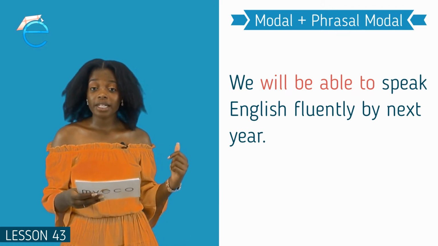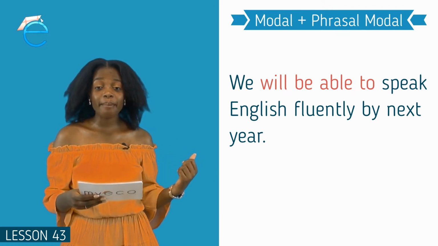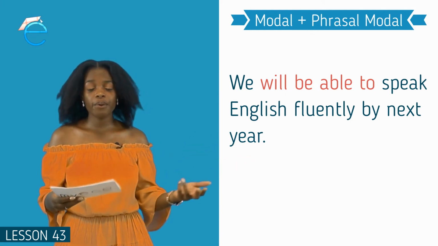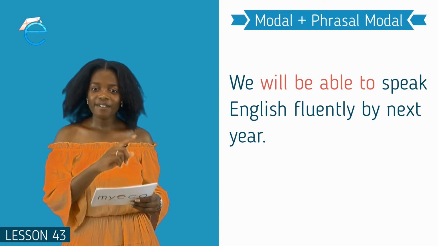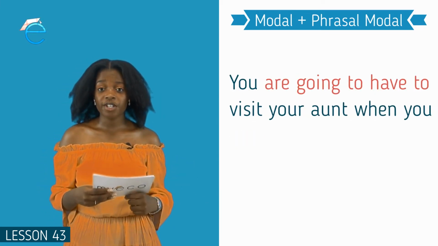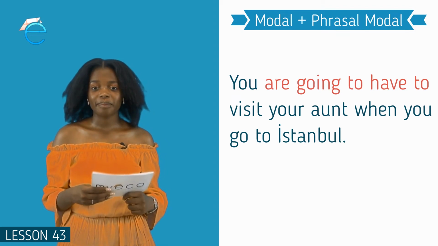We will be able to speak English fluently by next year. We will is our modal, and be able to is our phrasal modal. Be able to speak English fluently by next year. Let's have a look at some more examples. You are going to have to visit your aunt when you go to Istanbul.